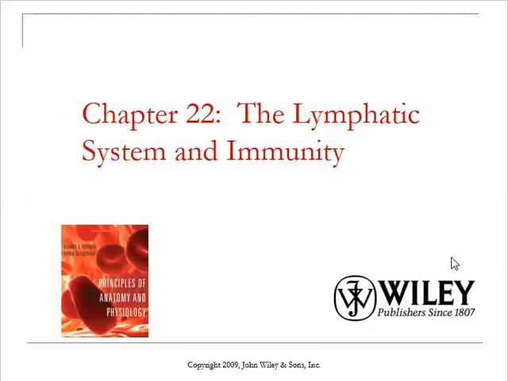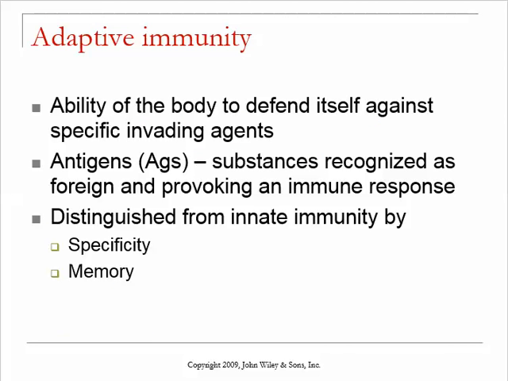We're going to continue our look at the immune system and immunity by looking at adaptive or specific immunity. Adaptive immunity is specific to specific invading agents. It's the ability of the body to defend against very specific things. This whole branch of immunity, as opposed to the non-specific, only is activated when certain antigens, certain pathogens, as it were, are present.